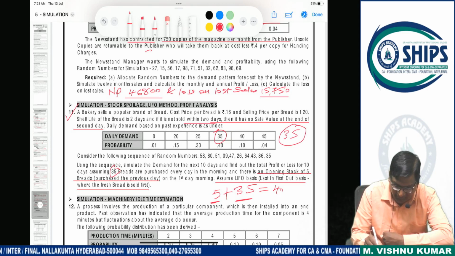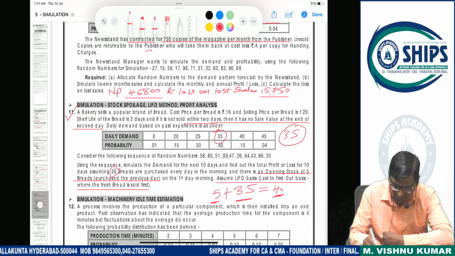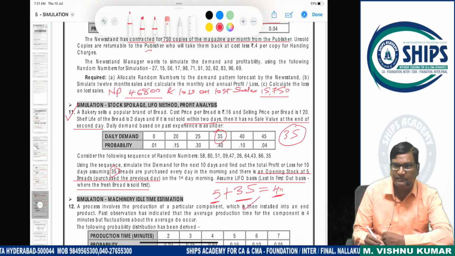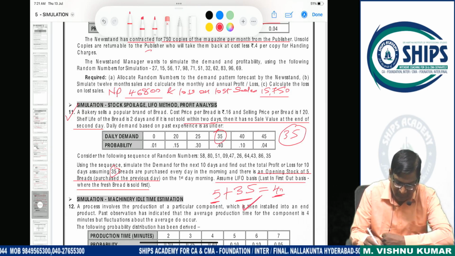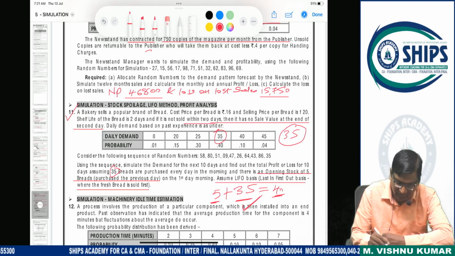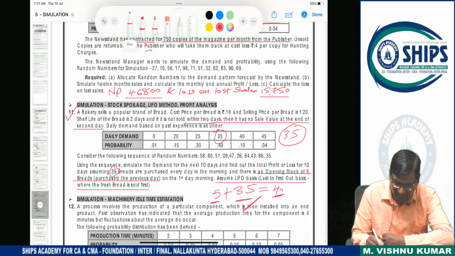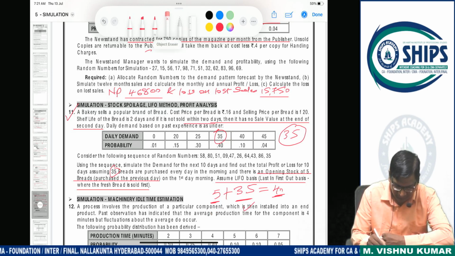Now how much quantity we have? 40. It means 35 must be sold from this fresh stock. So this 5 is not sold because this is old stock. LIFO method, every time whenever there is a sale, sale will be done from latest purchases, current purchases. After this, if any shortage is there, then we have to use old stock.